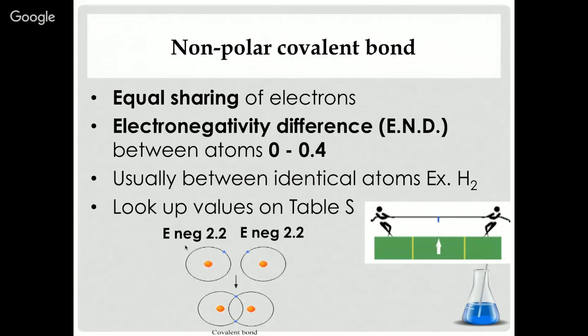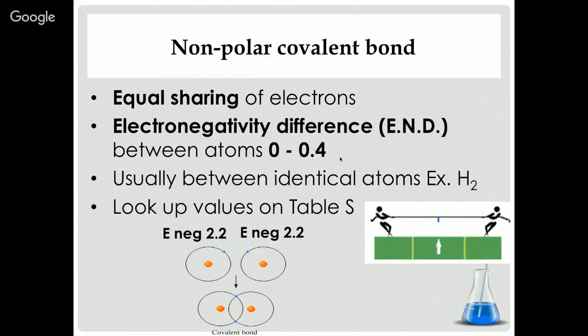So the nonpolar covalent bond is equal sharing of electrons. So if you think of a game of tug of war, and these are our valence electrons, then both atoms have the same strength or same pull. And that pull is the electronegativity. So to categorize a nonpolar covalent bond, we look up on table S the electronegativity values of each atom. And the electronegativity difference, the END, has to fall between 0 and 0.4. So it's essentially showing that they have the same strength of attraction, and therefore sharing those electrons equally.